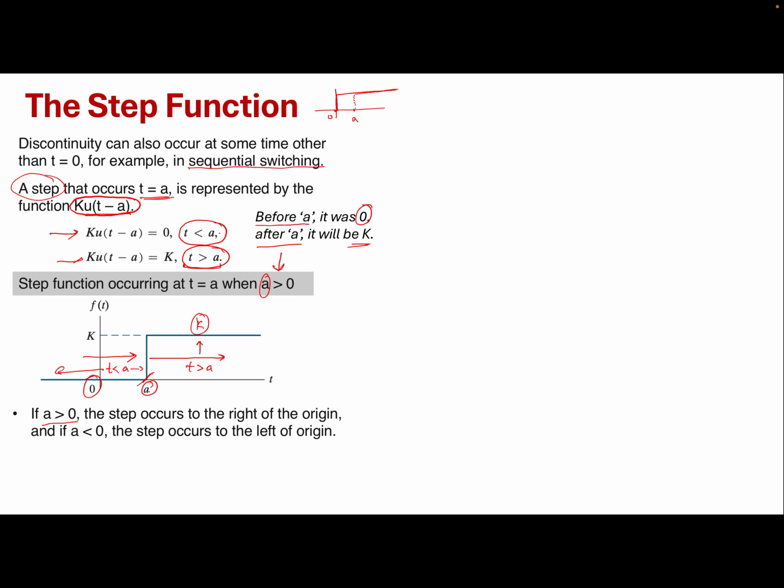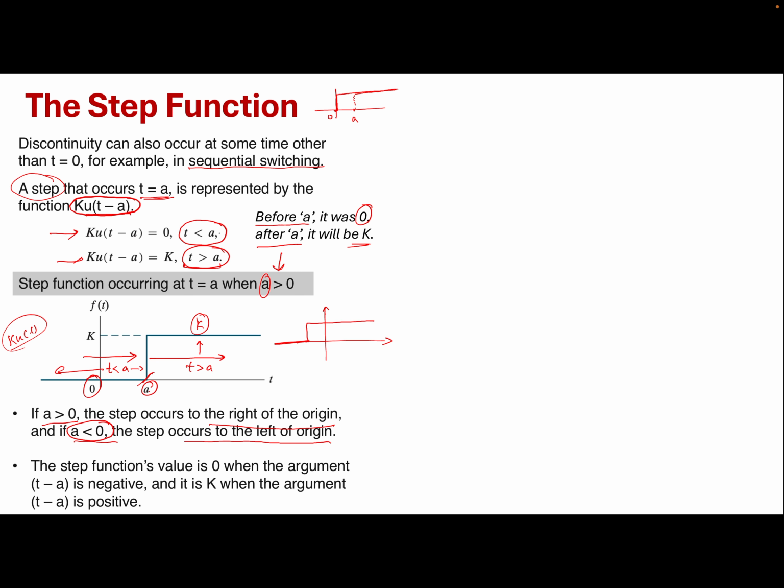If a is greater than 0, the step is going to occur to the right of the origin. If a is less than 0, that step is going to occur to the left of the origin, right? So in case a is less than 0, your function would look something like this. Essentially, you are moving the original function K u of t with respect to a in time. So it's essentially a time-shifted function.